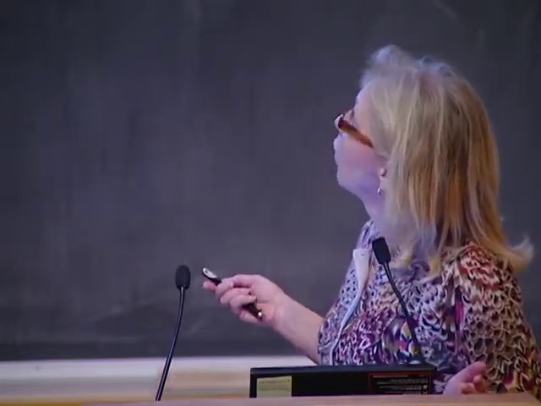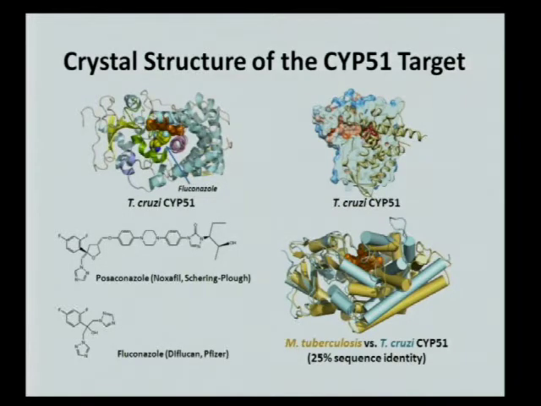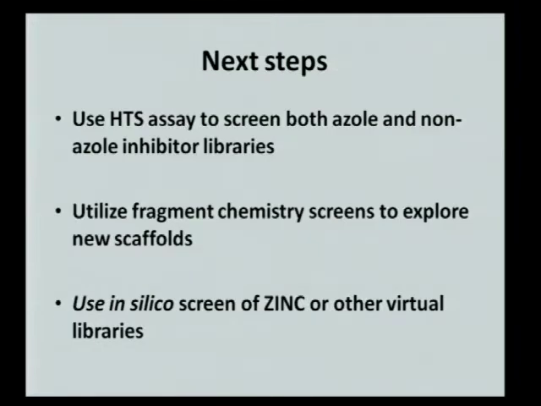But now I can answer the question of why we want to screen against T. cruzi CYP51 itself. Previously we screened against Mycobacterium tuberculosis CYP51, which is the yellow structure. We now have both structures, and we can compare them. The T. cruzi structure is very different, which is expected, with a sequence identity of 25%. We have certain structural elements in T. cruzi, which is blue, which make the active site much smaller, and this is why we would expect to find different scaffolds. Our next steps would obviously be to high throughput screen the T. cruzi enzyme directly. We also want to utilize fragment chemistry screening to try to generate new scaffolds. And of course, now we can do in silico screening of ZINC or other virtual libraries to identify inhibitors that way.